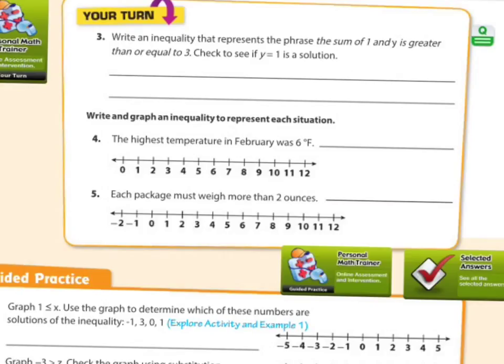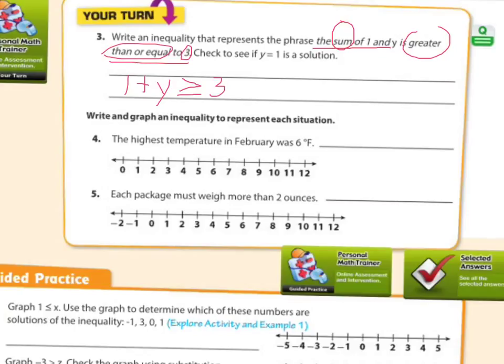Okay, write an inequality that represents the phrase, the sum of 1 and y is greater than or equal to 3. So when you see the words sum of 1 and y, that means the result of addition, so they added 1 plus y. Okay, and it says is greater than or equal to, that's this symbol here, greater than or equal to 3.